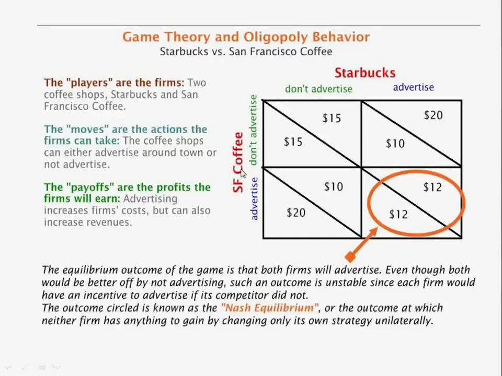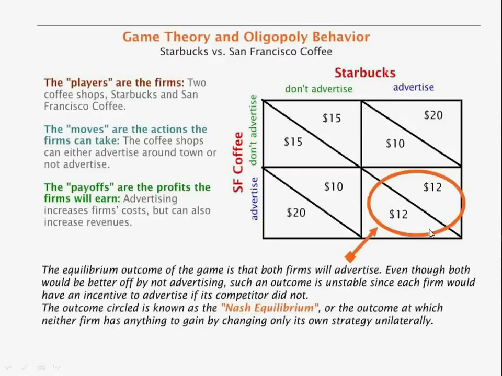What will be the reaction for the different choices of action of SF Coffee? Let us say SF Coffee does not advertise. The best thing for Starbucks to do is to advertise and thereby earn $20 rather than $15. If SF Coffee chooses to advertise, the best thing for Starbucks to do is to advertise, thereby earning $12 rather than earning $10.